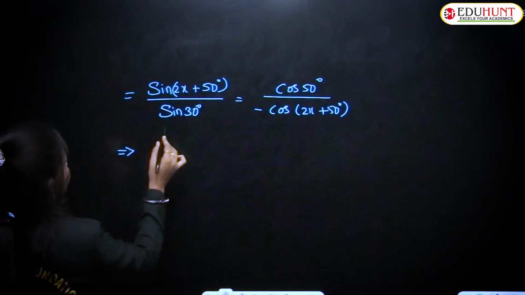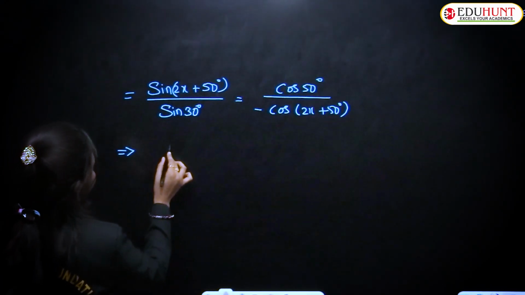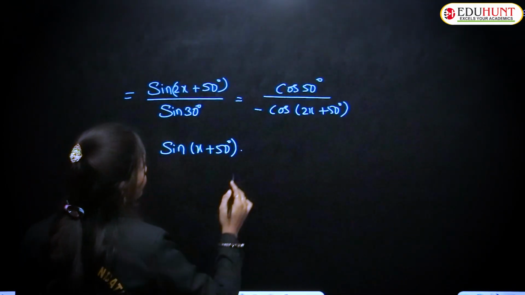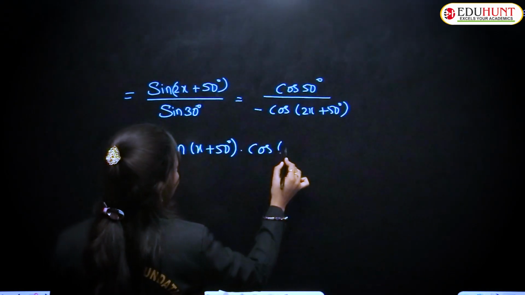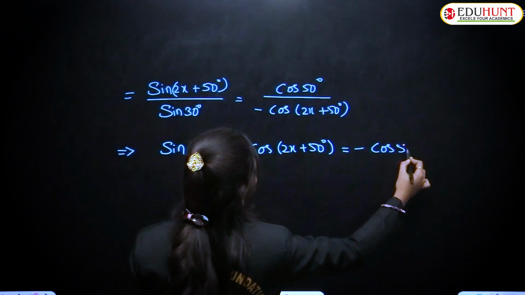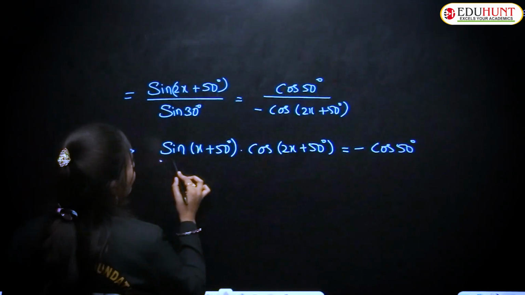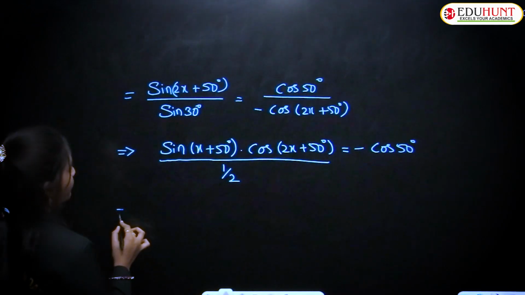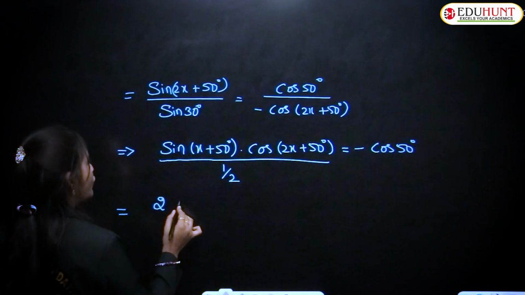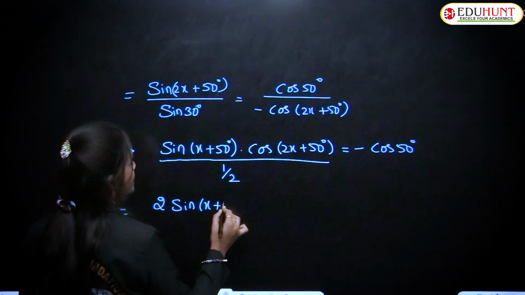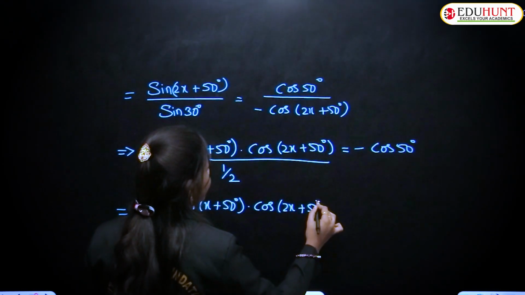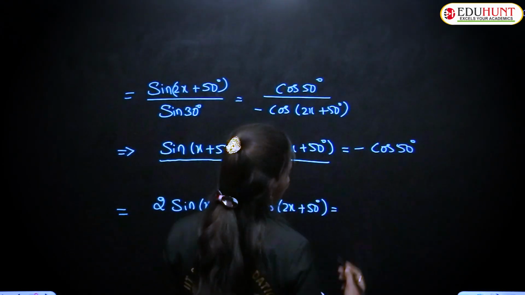Okay, so here we can write this one as 1 by 2. So sin 2x plus 50 degrees into, here we can take this one as cross multiplication. So cos of 2x plus 50 degrees is equal to minus cos 50 degrees, and whole by 1 by 2 is there. Sin 30 degrees value is 1 by 2 only, so that's why. So we can write this one as 2 sin x plus 50 degrees into cos of 2x plus 50 degrees is equal to minus cos theta.